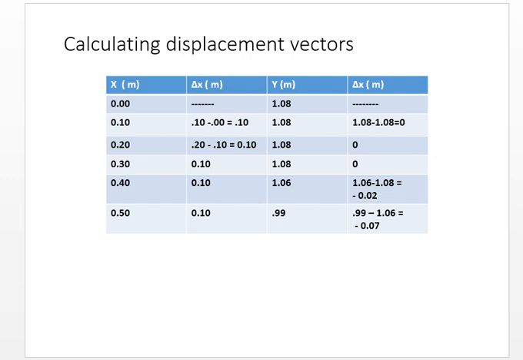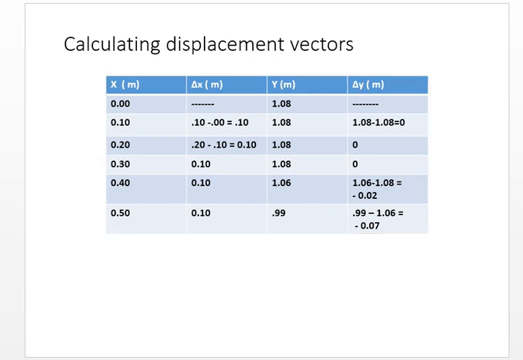But after it gets to the fifth point, it has dropped 0.02 meters. So the change in y would be 1.06 minus 1.08, which is a negative change, right? So that means that my arrow should be pointing down and it should represent 0.02 meters in length. And then the next one, for example, will be 0.99 minus 1.06, and that change will be a little bit more. It'll be a negative still because it's pointing down, 0.07 meters.